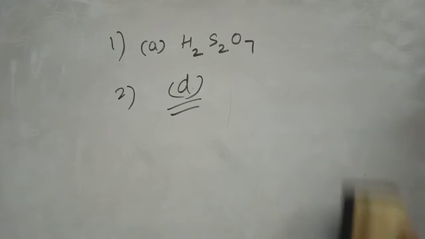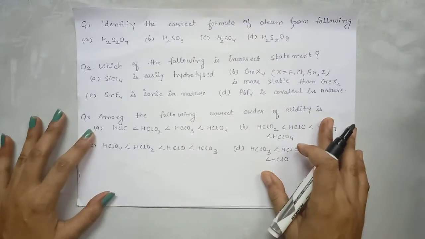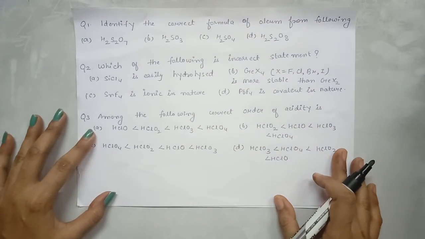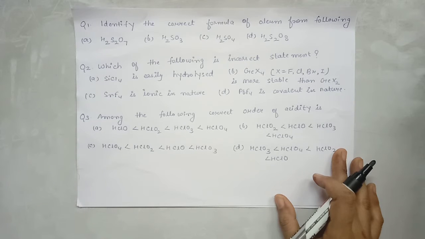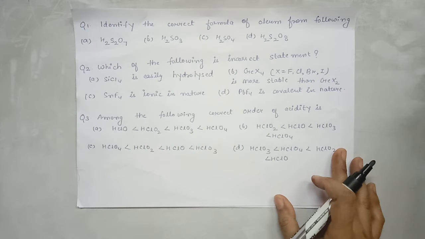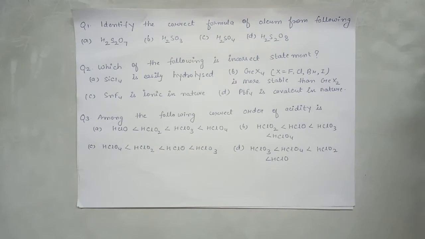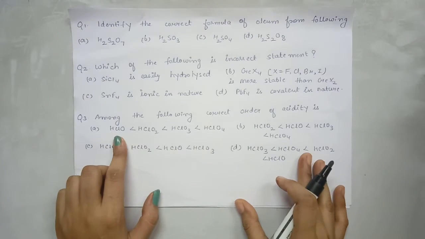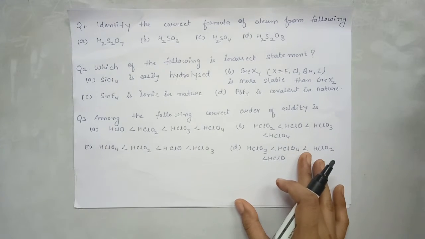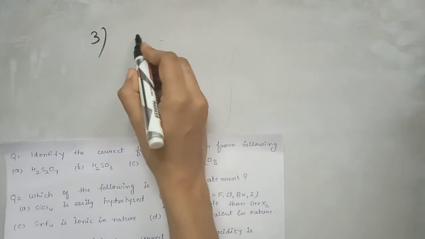Okay. Third question. Third question is among the following, correct order of acidity. So there are four compounds given to you and you have to predict the correct order of acidity, right? So in order to predict the correct order of acidity, you should remember acidity is directly proportional to oxidation state. So you need to calculate the oxidation state of chlorine in individual compounds given to you.